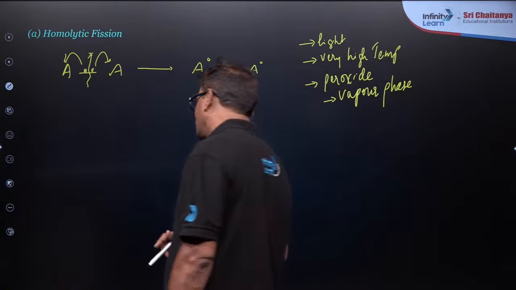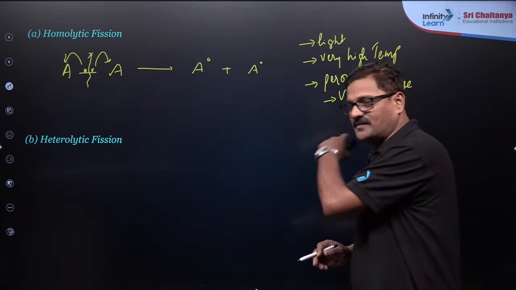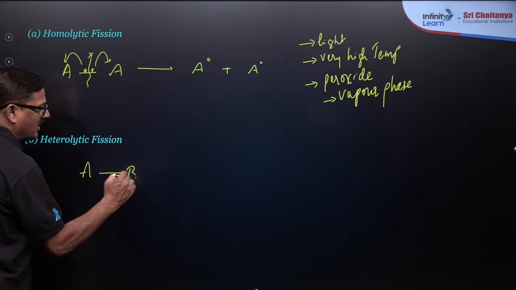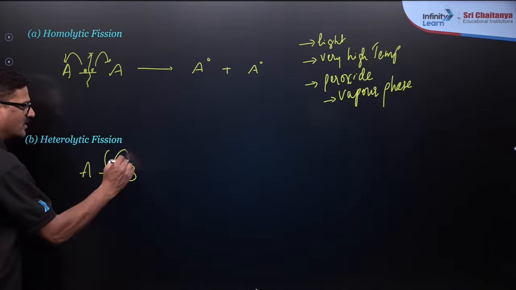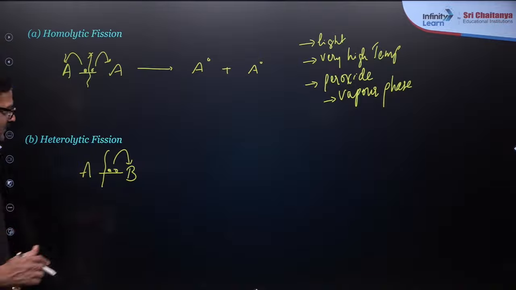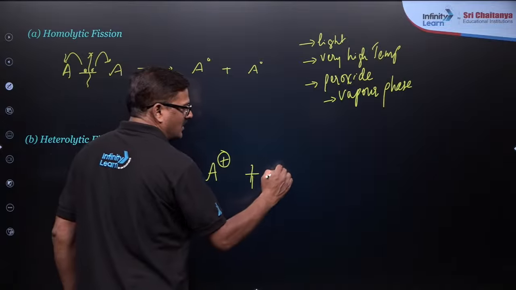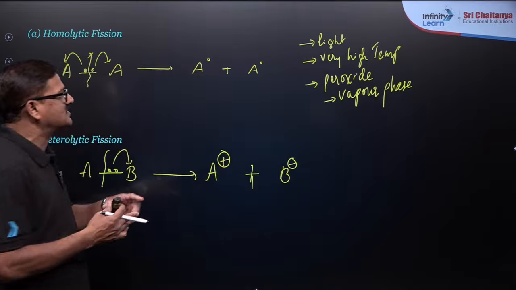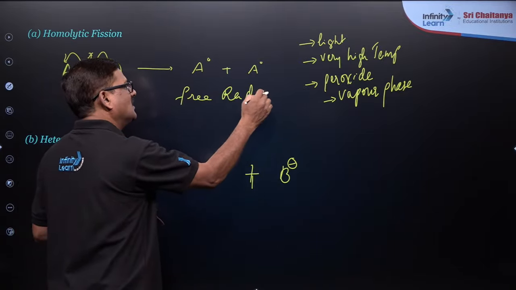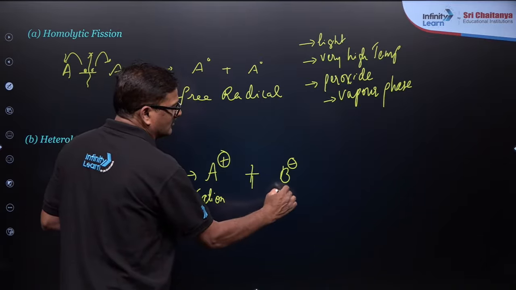So now let us talk about heterolytic fission. If the bond is exactly broken in half, it is called homolytic fission. If it is not exactly equal to half, that is called heterolytic fission. A and B. So the bond is broken here, assume the electronegativity of B is greater than the electronegativity of A. So that you will get a cation and you are going to see an anion. So this is called free radical. And this is called cation and this is called anion.